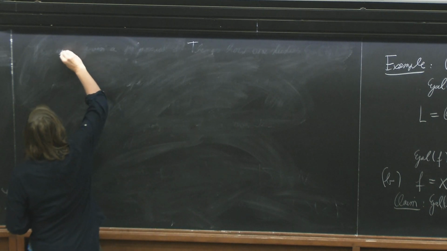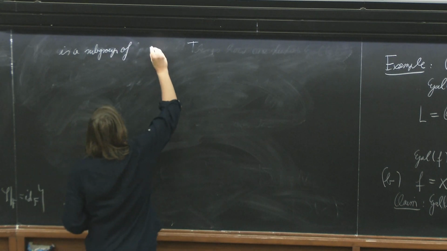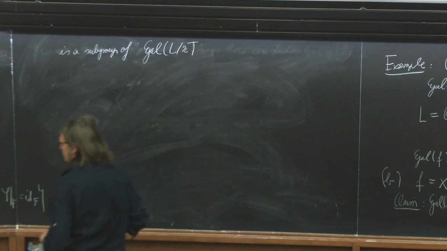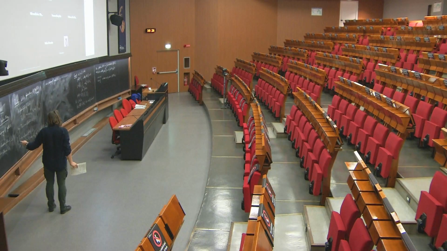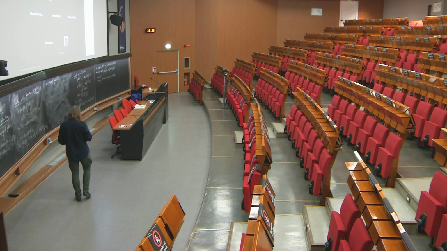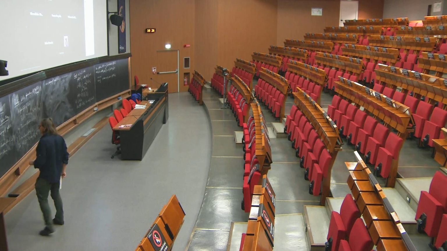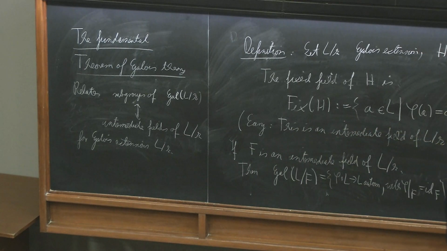So this is a subgroup of the Galois group. In this way, we have associated to every subgroup of the Galois group a certain intermediate field, and to every intermediate field, we have associated a subgroup of the Galois group. Now, the claim is that these two together give us inverse bijections between the subgroups of the Galois group and intermediate fields. So this is the statement of the fundamental theorem of Galois theory.